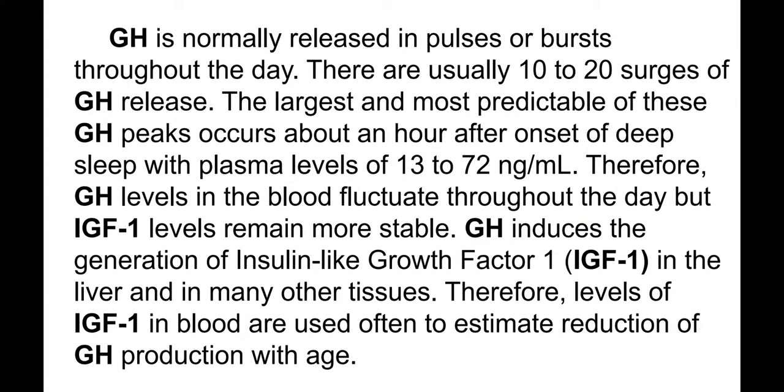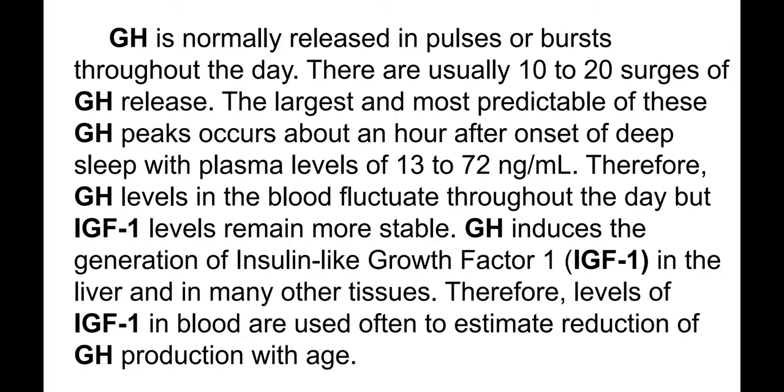Growth hormone is normally released in pulses or bursts throughout the day. There are about 10 to 20 surges of growth hormone release. The largest and most predictable of these growth hormone peaks occurs about an hour after onset of deep sleep, with a plasma level of 13 to 75 nanograms per milliliter. If you want it per deciliter, you have to multiply by 10. Therefore, growth hormone levels in the blood fluctuate throughout the day, but insulin-like growth factor 1 levels remain more stable.